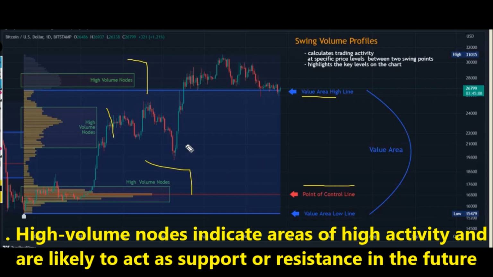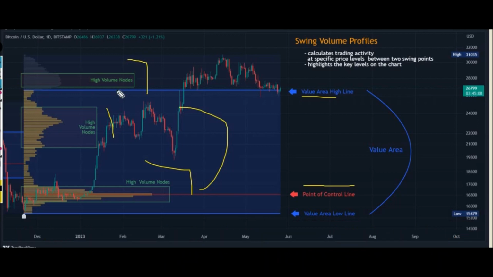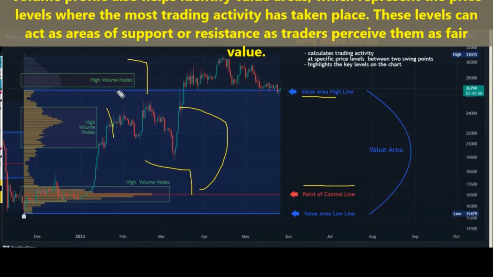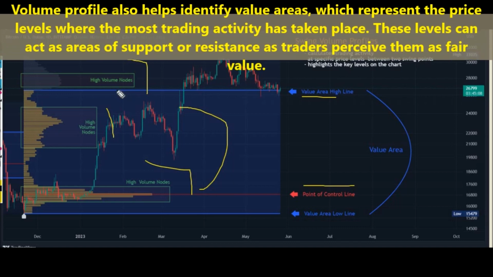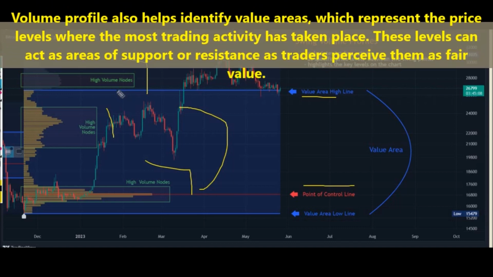And basically you will see in future when price comes back to these high volume nodes, it will really react to it. So these high volume nodes are actually indicated by the indicator. And as well, what you're supposed to understand about this indicator: the volume profile also helps identify value areas.